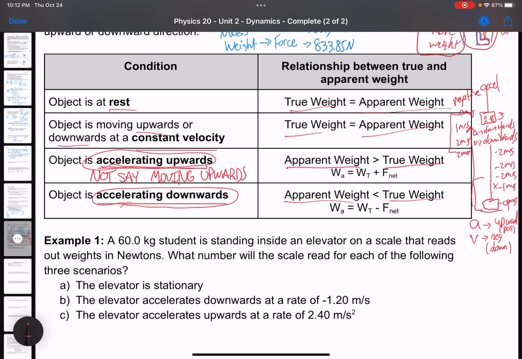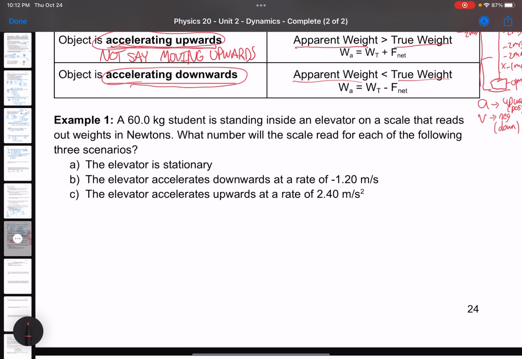the velocity. All right, a 60 kilogram student standing inside an elevator on a scale reads out the weight in newtons. What number will the scale read for each of the following scenarios? So if it's stationary, the weight's just going to be the regular force of gravity. So this is like our true weight. Stationary, true weight.